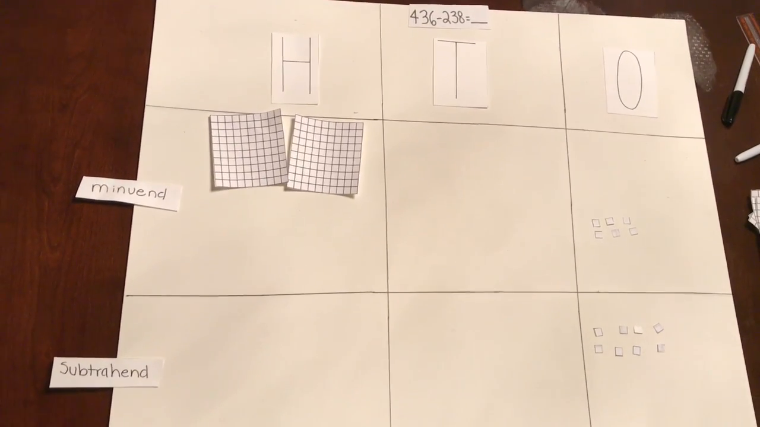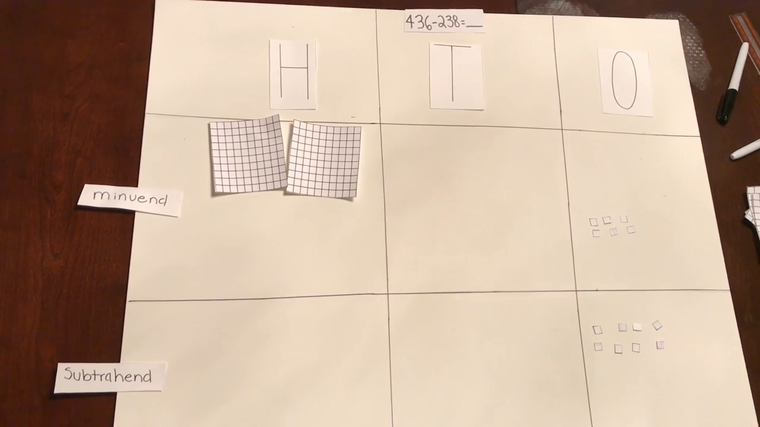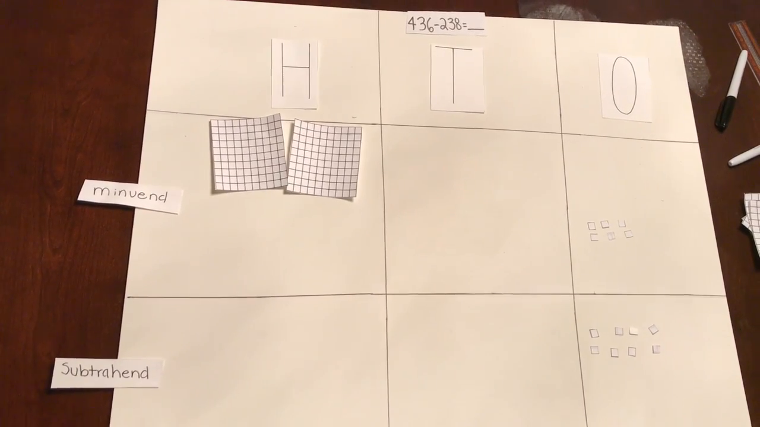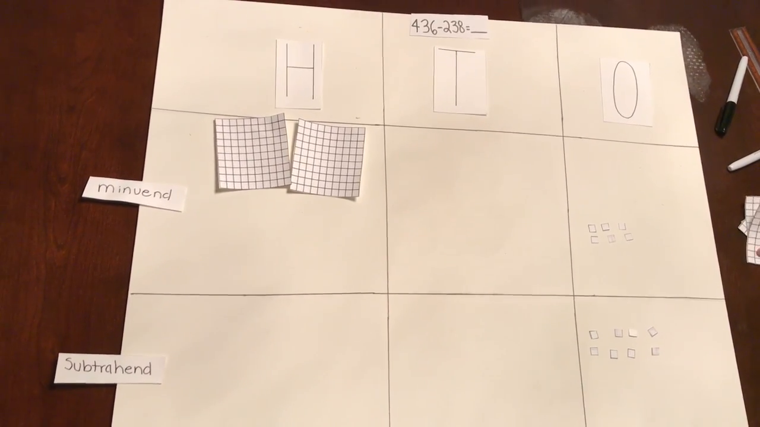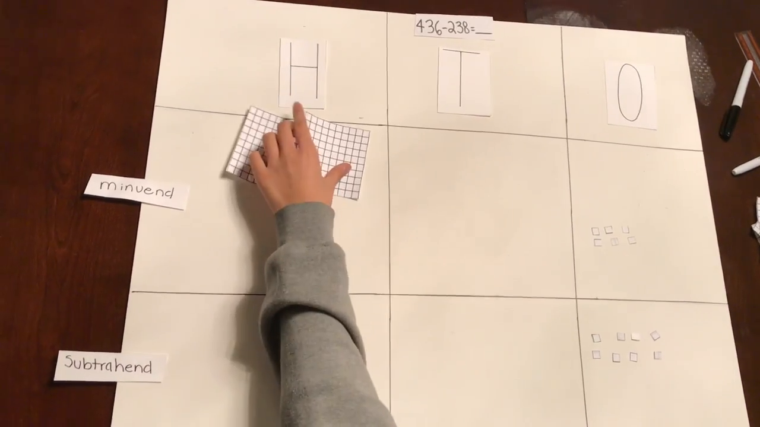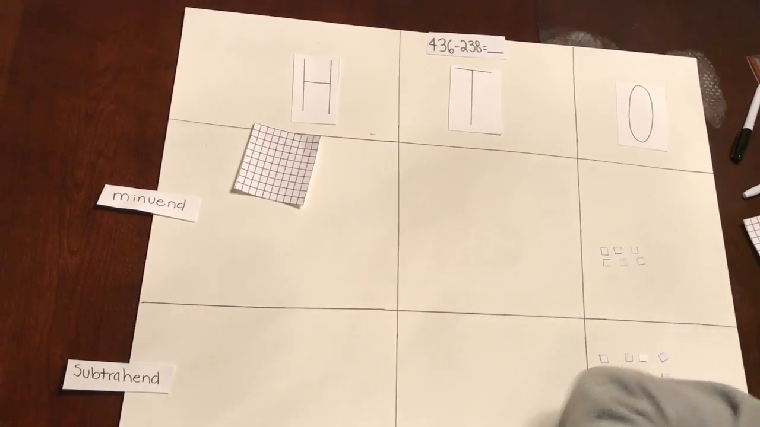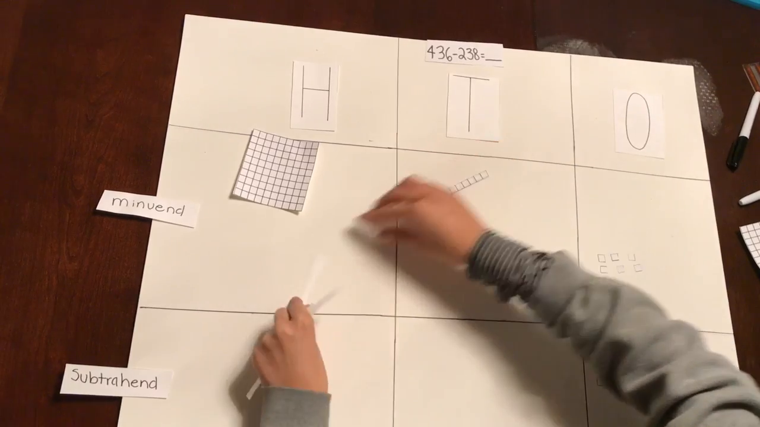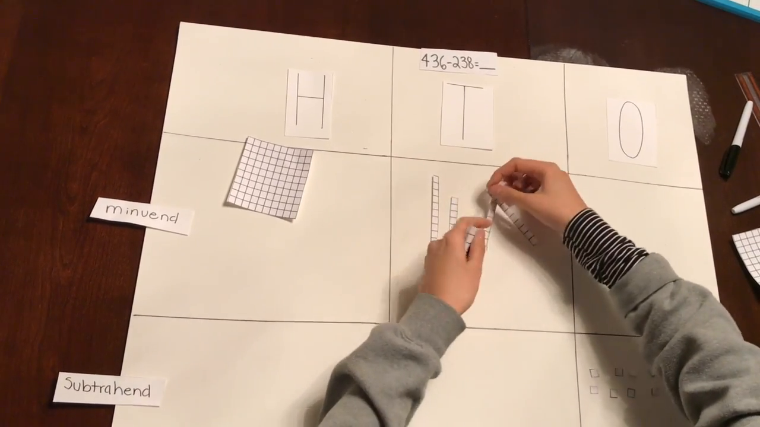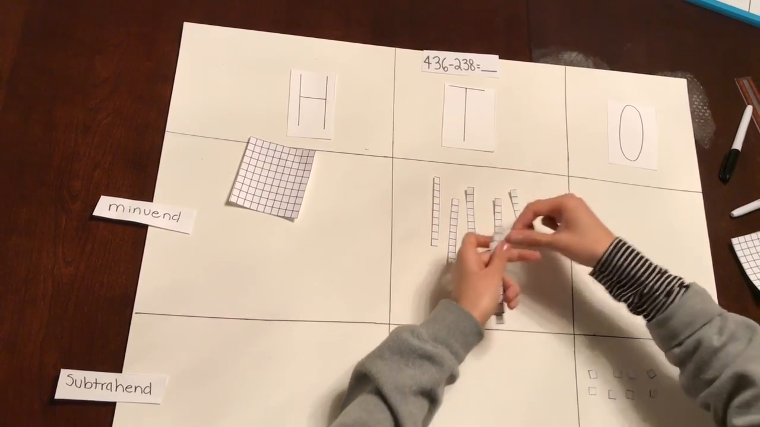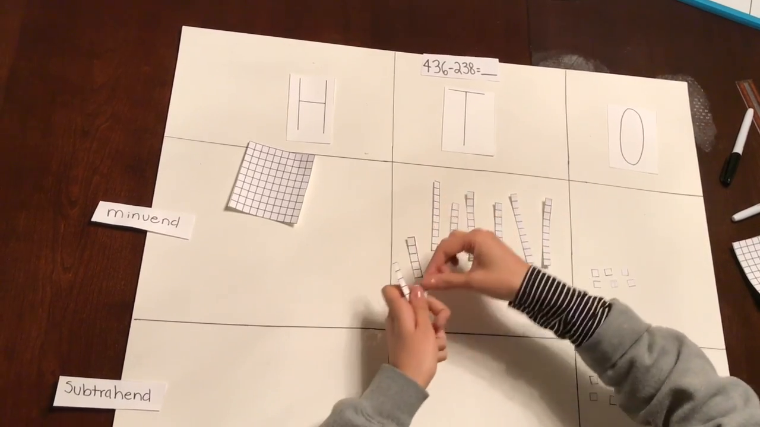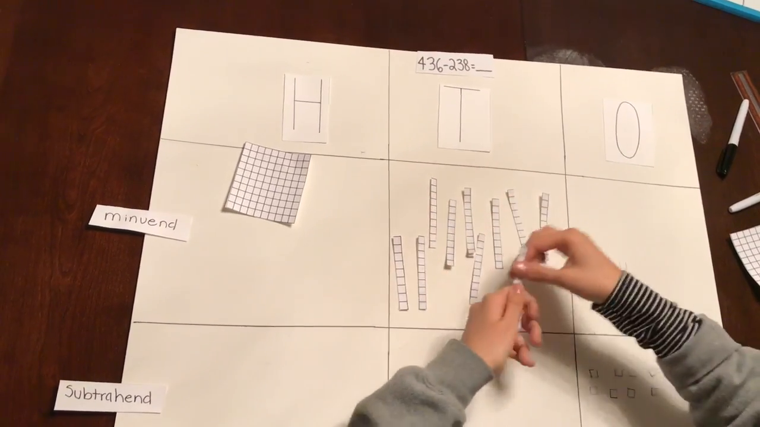Now moving on to the ones place. I see that I have 6 units in the minuend and 8 units in the subtrahend. I'm unable to subtract 8 from 6, so I must trade. I'm going to trade 1 flat for 10 rods. 1, 2, 3, 4, 5, 6, 7, 8, 9, 10.